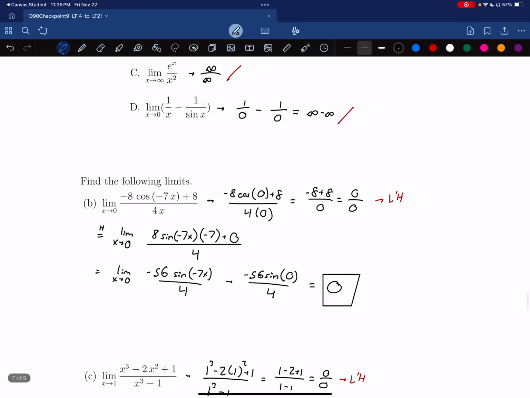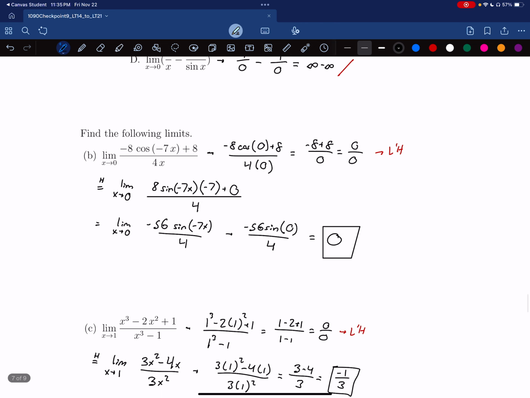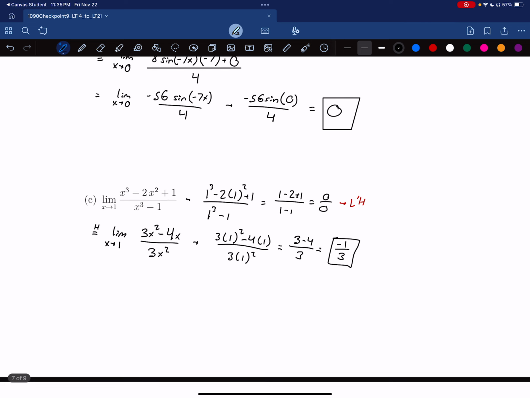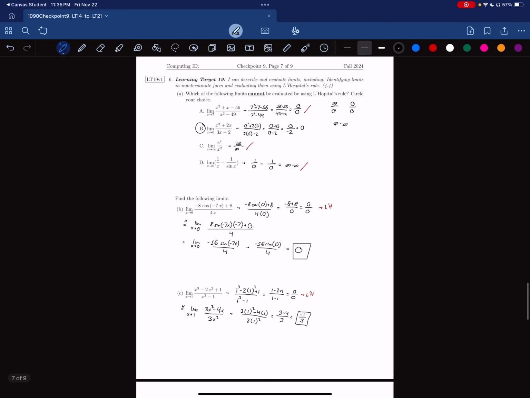In part B, we plugged in 0 for x, and we ended up getting 0 over 0, so we use L'Hopital's. In this case, we took the derivative of the numerator and the derivative of the denominator separately. And using the chain rule and also recognizing that the derivative of a constant is 0, we found that the limit evaluated to 0. In part C, it was pretty similar. We got 0 over 0, so we used L'Hopital's. Then taking the derivatives and plugging in 1 for x, we got a value of negative 1/3. So that's that. Hope that makes sense.